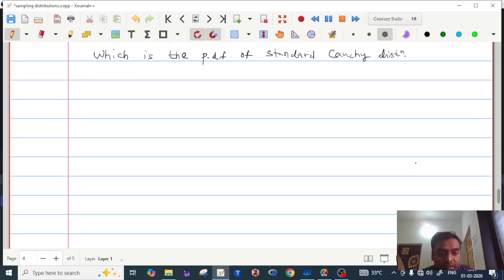The last part of this t distribution is the computation of probability.